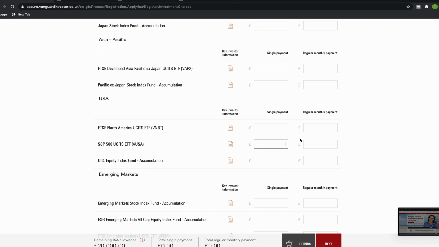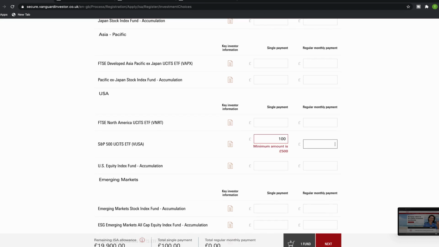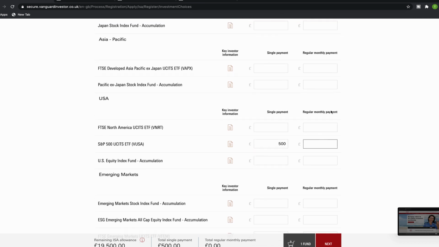So here, right now to open it, let's say you want to invest, I don't know, I can't remember what the minimum was on S&P 500, but let's say 100. Then, okay, it says the minimum amount here is 500. So that has to be 500. Then we come right to the regular monthly payment. That should be £100 as minimum. So that's fine.